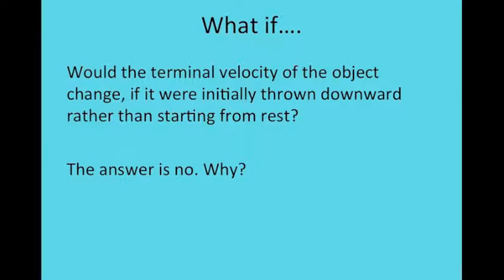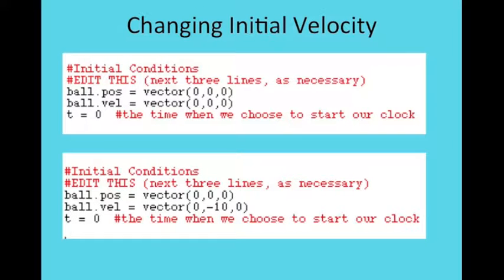Now, let's examine a possible scenario. Would the terminal velocity of the object change if it were initially thrown downward rather than starting from rest? We can tell you the answer is no. But why? In order to examine this what-if question, we analyze the data of both a model starting at rest, which we've already done, and a model starting with an initial velocity of 10 in the negative direction, which represents the throwing force.